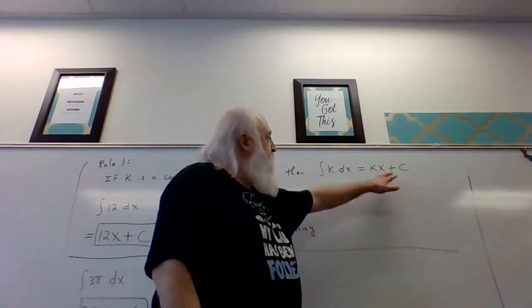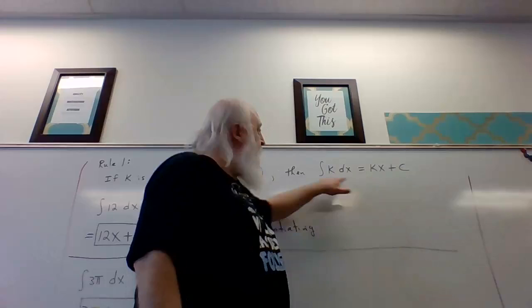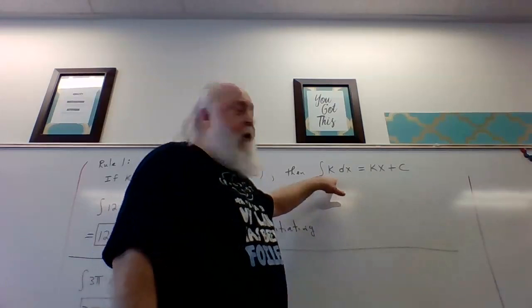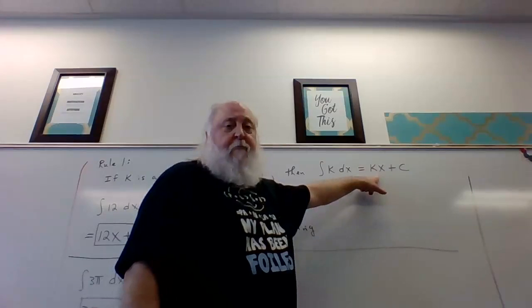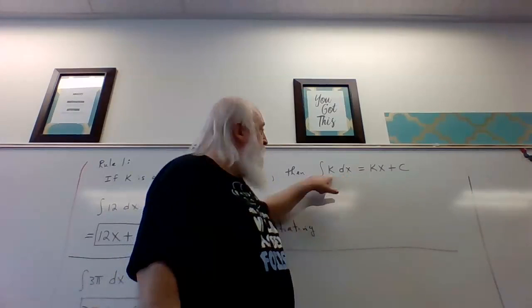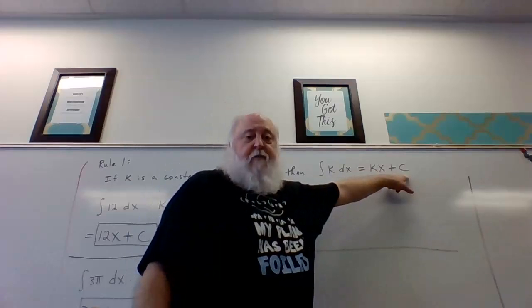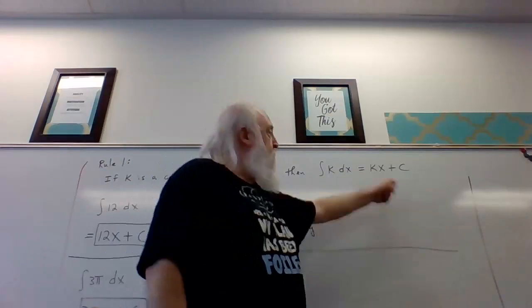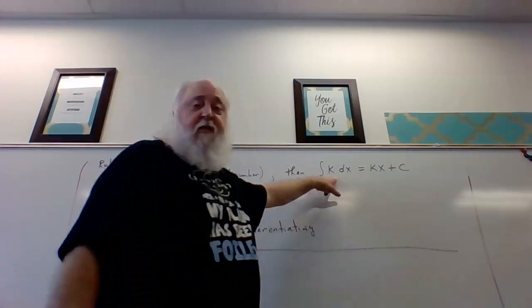And that makes sense because when we differentiate the right-hand side, we have to end up with the integrand. The derivative of k times x is just k, and the derivative of a constant c is 0. And so the derivative of kx plus c is just k.